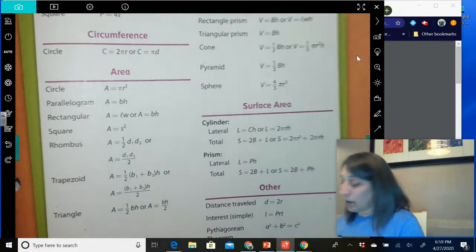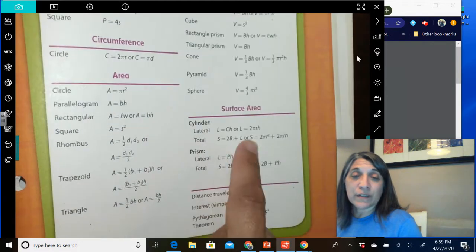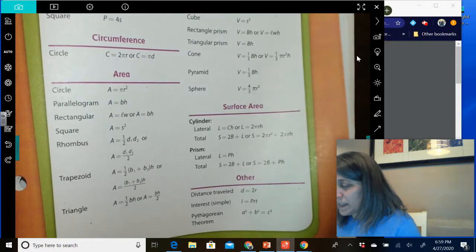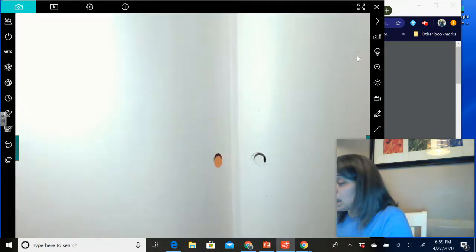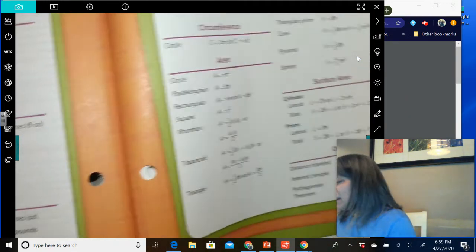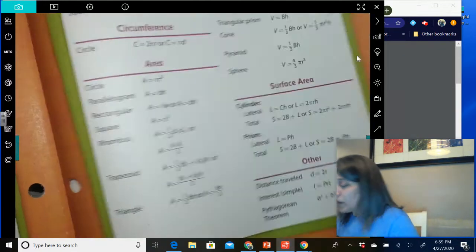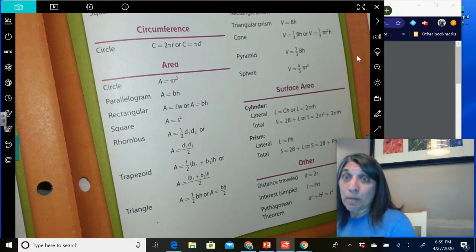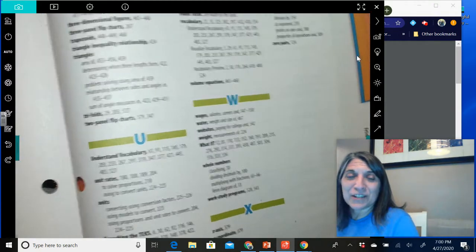Check it out. Y'all are going to do all this stuff next year, and surface area and all these lovely formulas are going to be awesome. Yes, the table of measures is back here. It's the very last page in the book. So those are pretty cool. You might want to tear these out, put them in your math spiral and have them for next year.